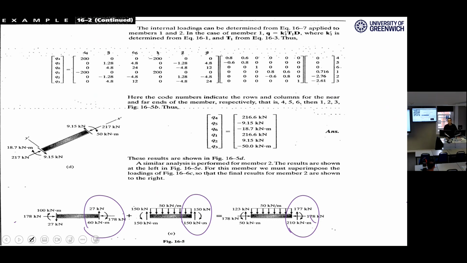This is called superposition. We're splitting our structure into different phases with different situations and then add them up together. This is called the superposition principle.